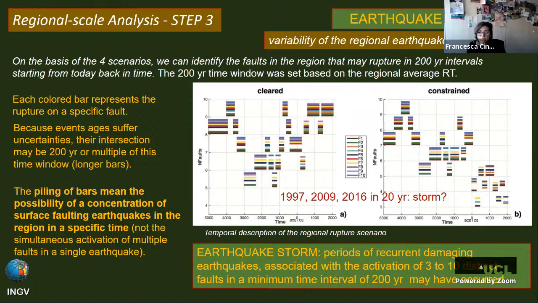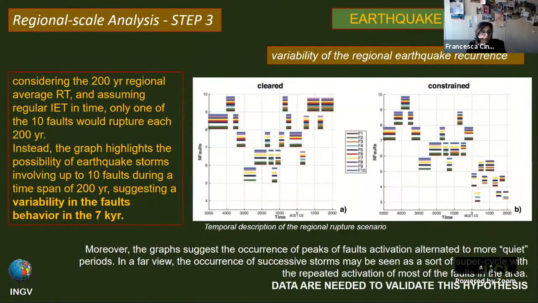And in this case, we found that they are associated with activation of a minimum of 3 faults up to 10 distinct faults in the time interval of 200 years. Another consideration is that if we consider the 200-year regional average recurrence time and assume regular inter-event times, only one of the 10 faults would rupture each 200 years. Instead, as I said, the graph highlights the possibility of earthquake storms involving up to 10 faults in this period of time, suggesting a variability in the faults' behavior in the 7 kiloyears.